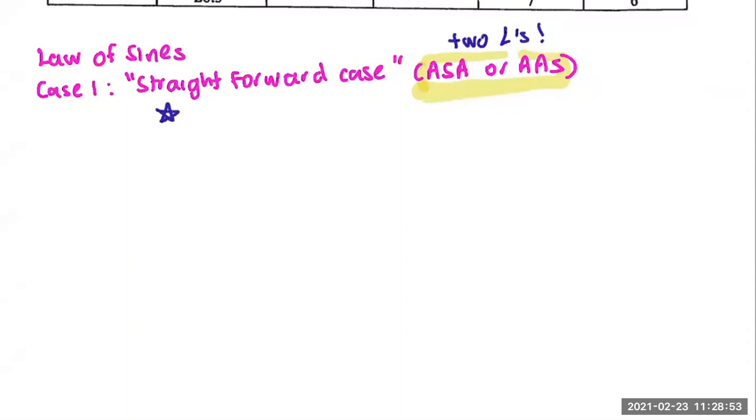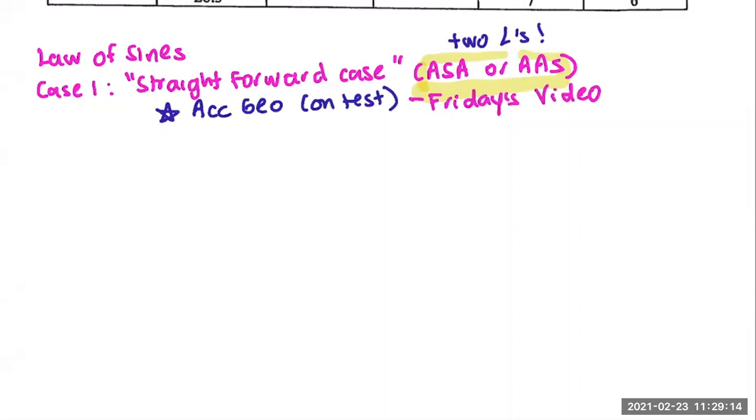So underneath here, this is a cell geo. You are responsible for knowing this. This will be on the test. And then case 2, by the way, maybe you guys can add notes here. This is Friday's video. So if you didn't get a chance to watch Thursday's video, I would do so. It's like a 7-minute video. Case 2 was last night's video on the ambiguous case.